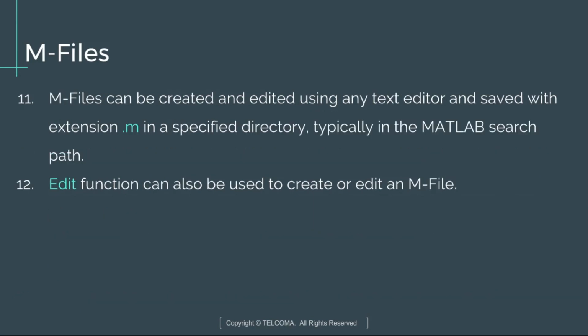M files can be created and edited using any text editor and saved with the extension .m in a specified directory, typically in the MATLAB search path. Another way to create or edit an M file is to use the edit function at the prompt.